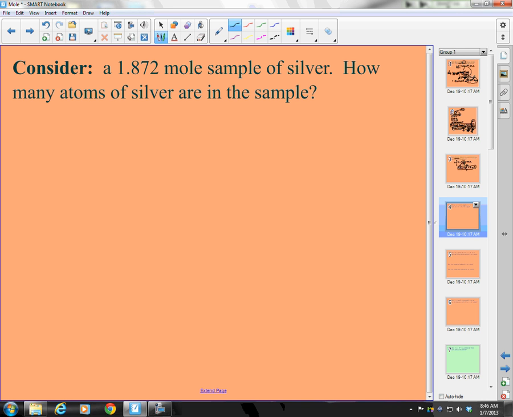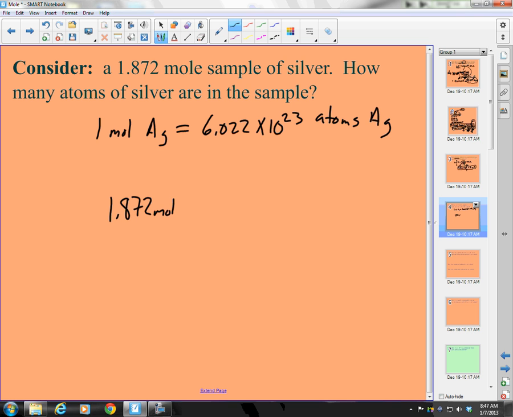Okay, here we go. Let's set up my equality. I have 1 mole of silver, and 1 mole of silver is always equal to 6.022 times 10 to the 23rd atoms of silver. So that's my equality. What is my given? I have 1.872 moles of silver. And what do I want? I want to know atoms of silver. So how many atoms of silver are there?